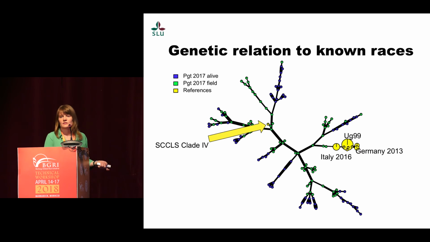the samples collected in Sweden cluster together with this SCCLS clade number 4, that Les calls it. And that is this 7A that has been sequenced, the reference genome. So it means that it's a quite old North American with possible background in Europe and sexual. So it doesn't match with the UG99 or the recent German or recent outbreak in Italy.